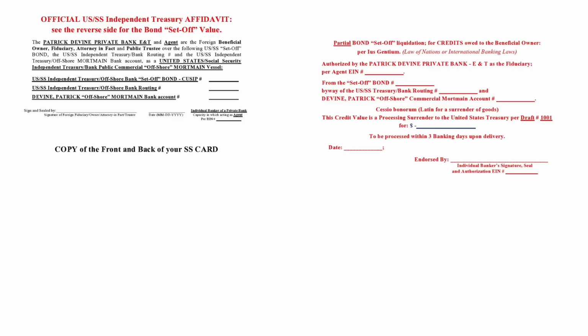Patrick, on the back of the affidavit, we have the individual banker's signature, seal, and authorization, EIN. A seal, would that be just an embosser, some type of seal? Or just your thumbprint. Thumbprint, okay. Thank you. Now, on the affidavit, I don't know whether I did this or not, on the one I sent to you.